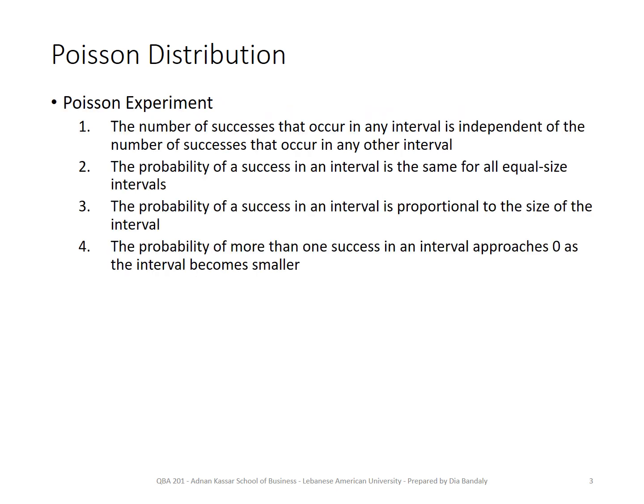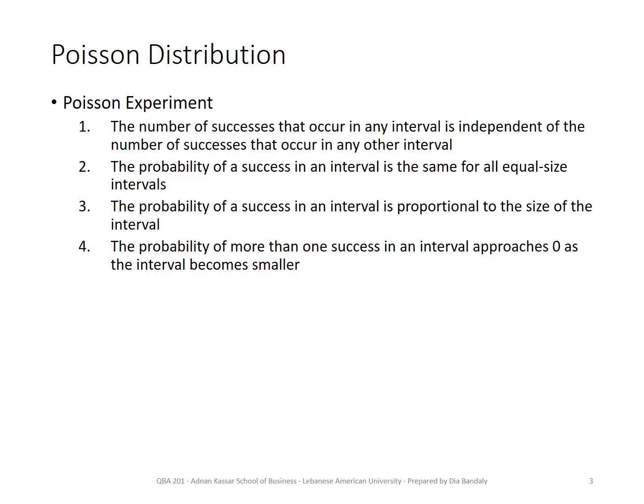So these are the characteristics of a Poisson experiment. First of all, the independency. It's very important that whatever occurs in one interval has no influence at all, or is completely independent from the number of occurrences or successes in the other interval. Then, second one, the probability of a success in an interval is the same for all equal size intervals. So if we're talking about time interval, the number of arrivals within 1 hour, let's say, for example, between 9 and 10, will be the same as the number of arrivals between 10 and 11.